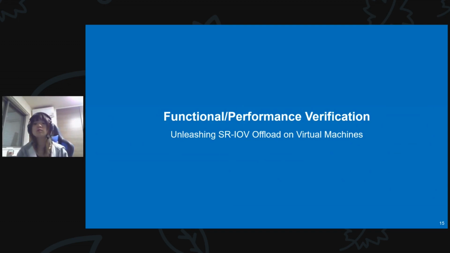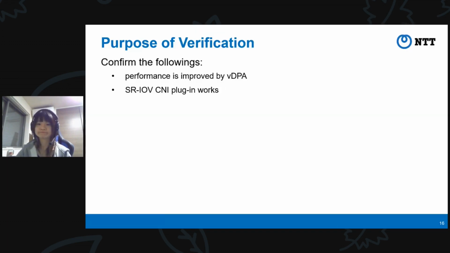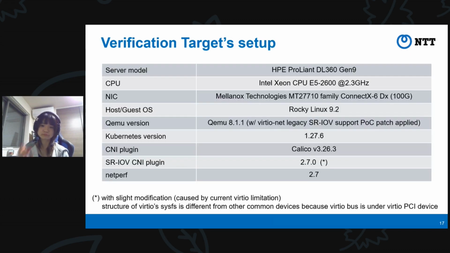Next, I'll talk about functional and performance verification. The purpose of this verification is to confirm the performance improved by VDPA and that the SR-IOV CNI plugins work correctly. This table shows the verification targets we set up.